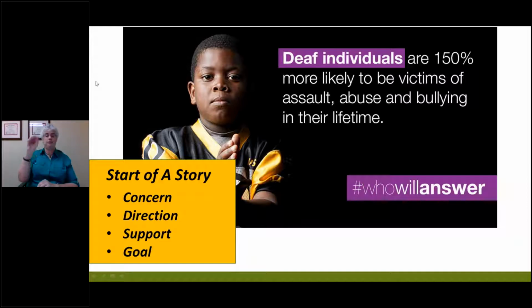Deaf individuals are 150% more likely to experience violence and bullying in their lifetime. So yeah, that's a high percentage. That's a high number for that particular population.